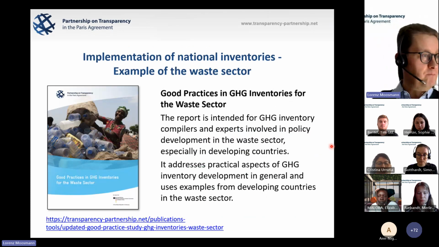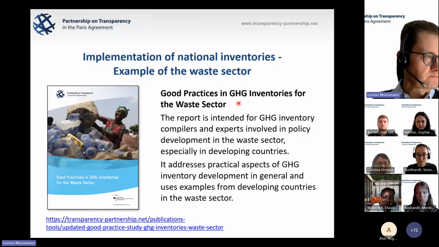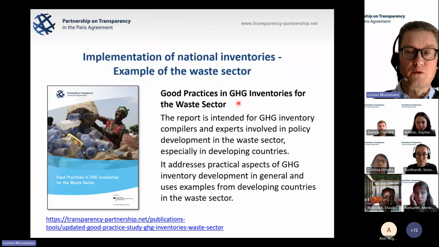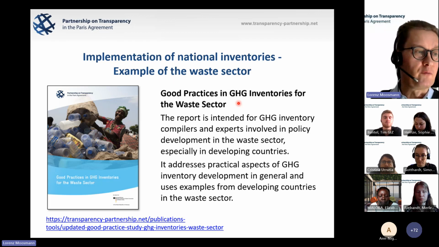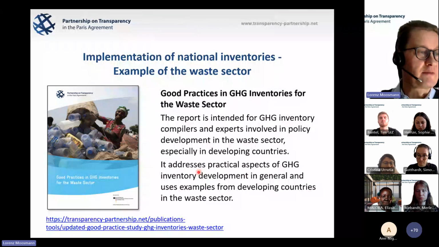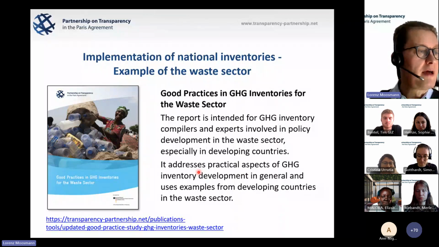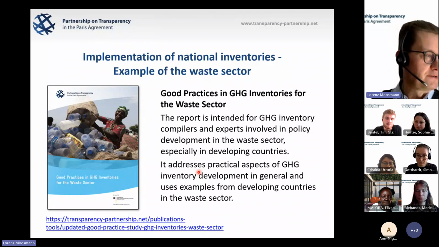As I said, we have this good practice study in greenhouse gas inventories for the waste sector. That's a study or report which is intended for greenhouse gas inventory compilers, but also for experts who are involved in policy development in the waste sector. And it addresses practical aspects related to greenhouse gas inventories and is intended mainly for developing countries.